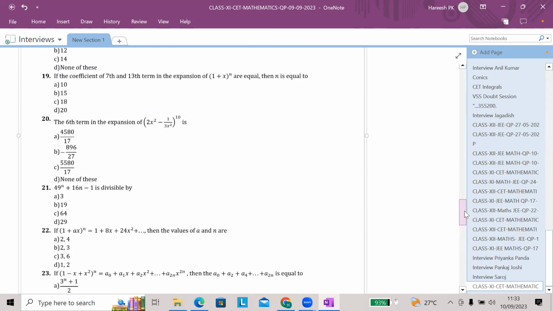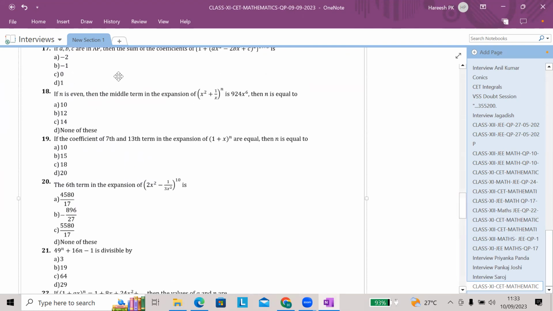Right. So n is even, so then it is quite easy. The middle term is nC(n/2) times (1/x) to the power n/2 and (x²) to the power n/2. Now they are saying that the middle term should contain x⁶. So let us simplify this.